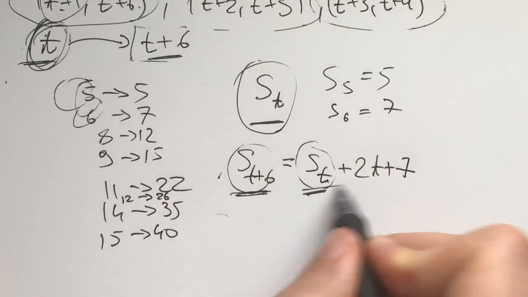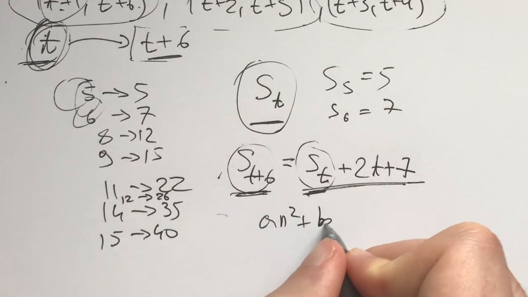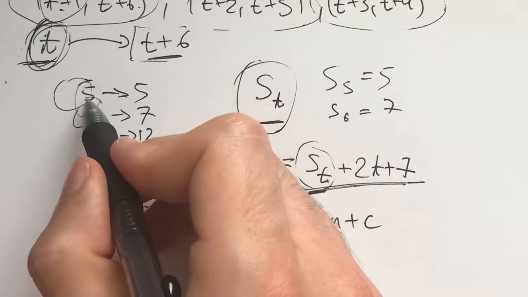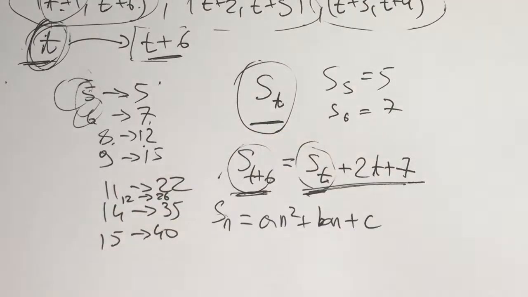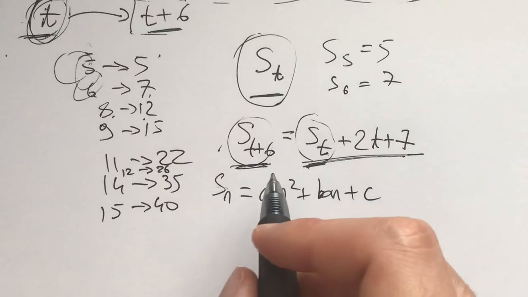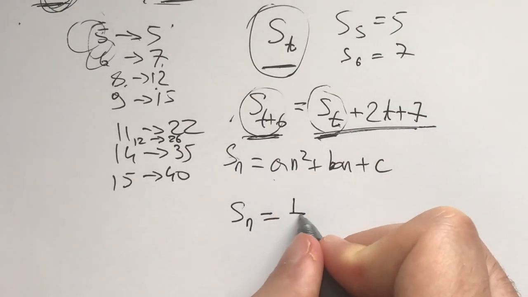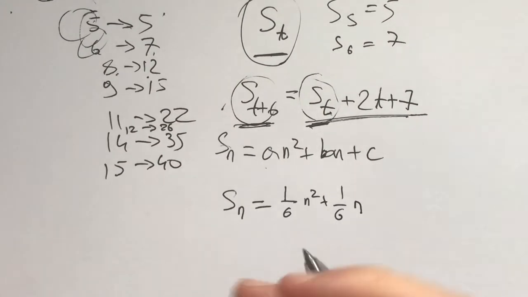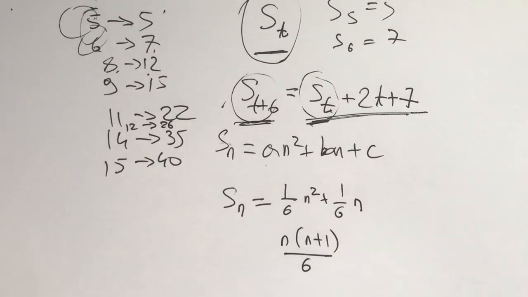Now, you can either solve this, or guess what the quadratic form is. Call it an squared plus bn plus c. Let that be Sn. And then figure out what a, b, and c are just from 5, 6, and 8 and the corresponding values. Once you get that, Sn is equal to a sixth of n squared plus a sixth of n. Namely that Sn is n times n plus 1 over 6.